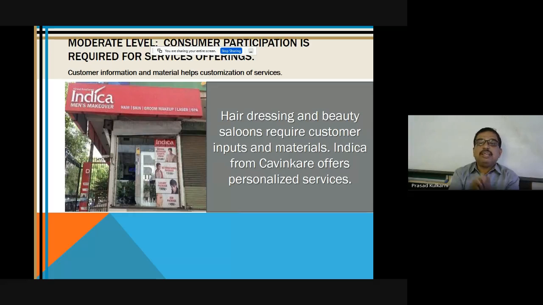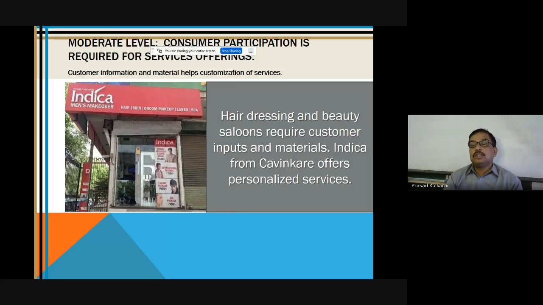Now, if the involvement is increasing slightly higher, that is, consumer participation required for the service offerings is at a moderate level. What happens here? Customer information and material helps in customization of the services. Hairdressing and beauty salons require customer inputs. Say a person who wants hair straightening, a person who wants hair curling, a person who wants a haircut similar to a particular celebrity. So the customer inputs matter in this.